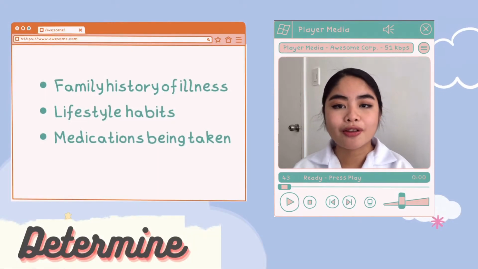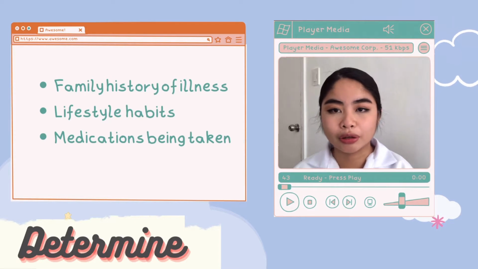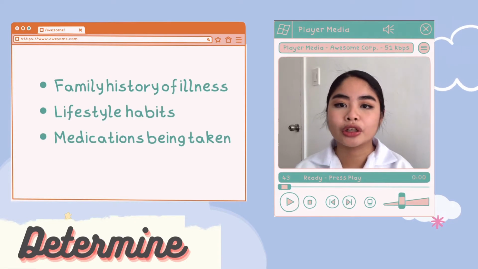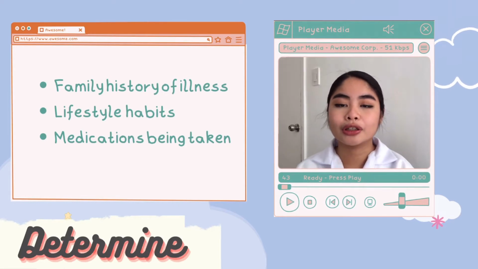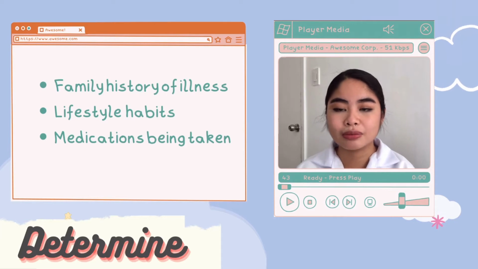You're also going to have to determine the following history of the client. First, their family history of illness, including cancer, allergies, or tuberculosis. You're also going to have to determine their history in their lifestyle habits, such as smoking or occupational hazards. You're also going to have to determine the client's history on medications that they are taking.